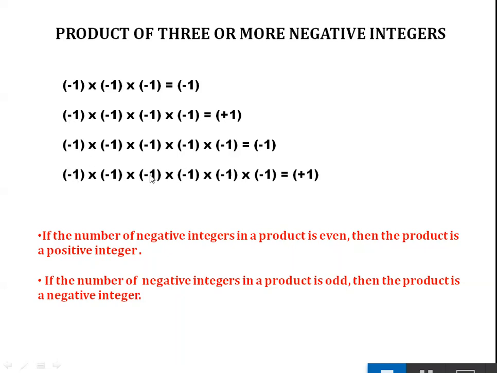Now count here 1, 2, 3, 4, 5, 6. 6 is an even number. So the answer is positive. Here how many are there? 1, 2, 3. 3 is an odd number. So the answer is negative. Hope you understood the concept clearly.